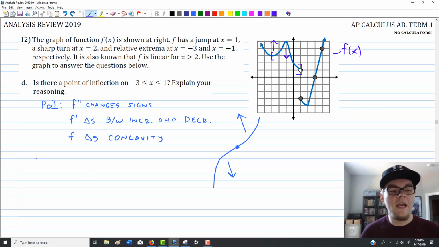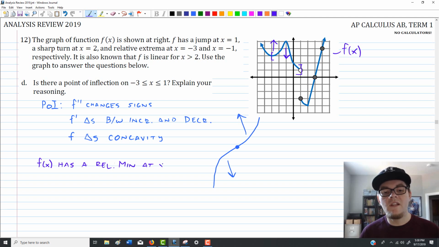So as far as crafting an actual argument here, of course this is the least fun part. I love thinking about it. I hate trying to describe it out. So here's what I see. f of x has a relative minimum. I'm just going to call it rel min. Hope that's okay with you. If it's not, well, fight me. You can't find me. I'm stuck at home. A relative minimum at x equals negative 3. So f double prime of negative 3 is less than 0.